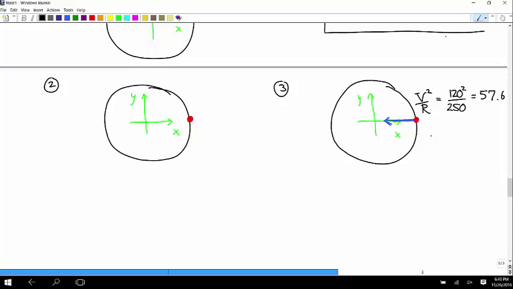So we already know what the centripetal acceleration is. It has a magnitude of 57.6. It's pointing in the negative x direction, so this is going to be negative 57.60. It's in SI units, so that would be in meters per second squared. Any questions about any of these yet? Okay, what's step 4?